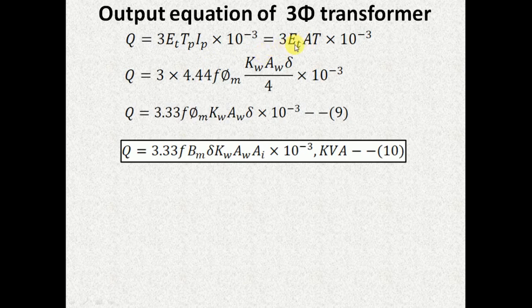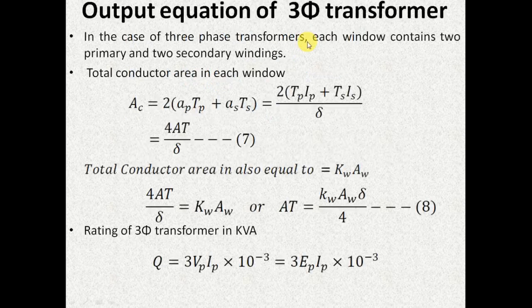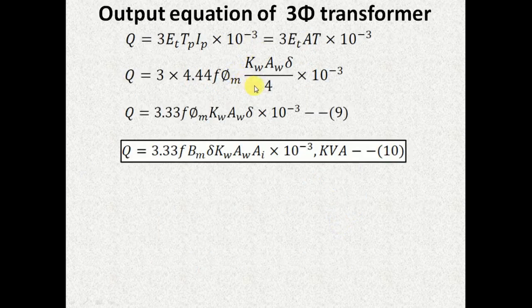Et is actually the EMF per turn, so it can be substituted as 4.44 FIM, and At can be substituted as kW AW del by 4. Then while simplifying it, you will be able to divide this 4.44 with 4. Then you will be getting a 1.11 term here. After multiplying it with 3, it becomes 3.33 FIM kW AW del into 10 raised to minus 3.